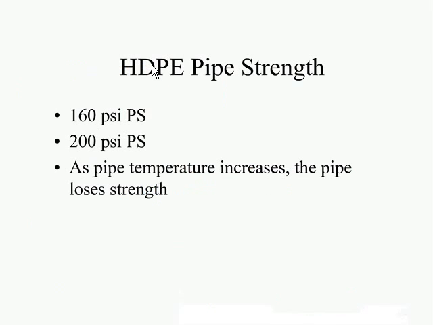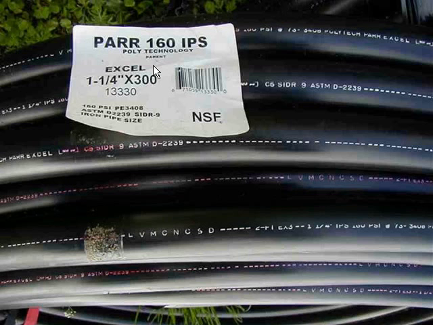Talk a little bit about HDPE since it's a very popular pipe. There are a couple of strength ratings that are typically used, 160 psi or 200 psi. A couple of things about HDPE is that as temperature increases, the pipe loses strength. It also changes the length. Here's an example. Here's a picture showing some HDPE pipe.